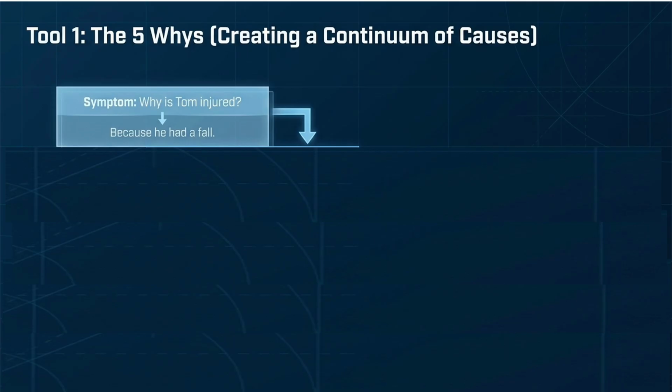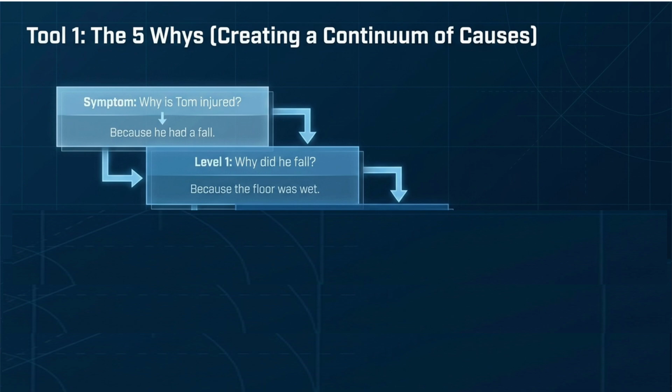In this 5-why example, we'll try to solve a simple problem. And the problem is Tom is injured. So the question is, why is Tom injured? And the answer is because he had a fall. So we need to ask a question to find the root cause. The question is, why did he fall? Because the floor was wet. So do you think that's the root cause? Because the floor was wet, so Tom fell?